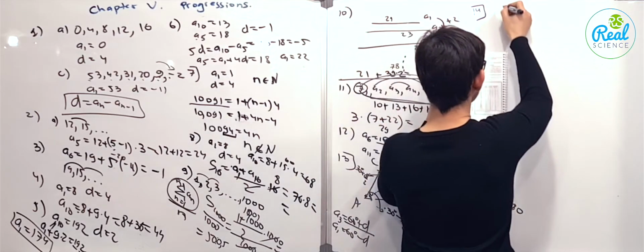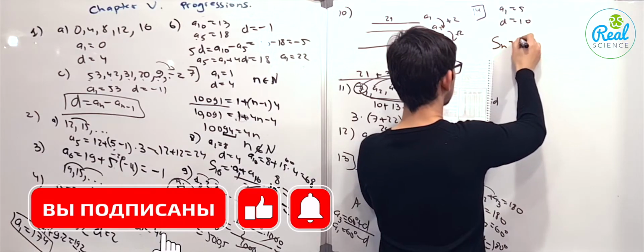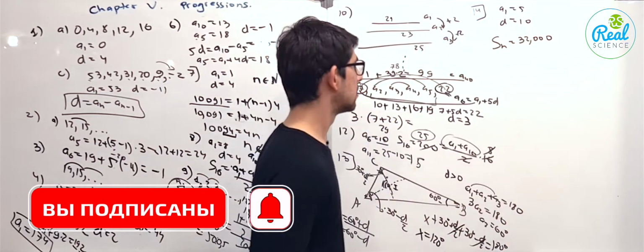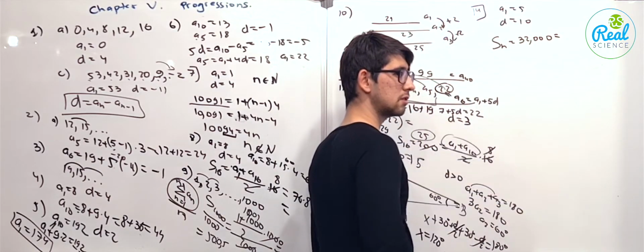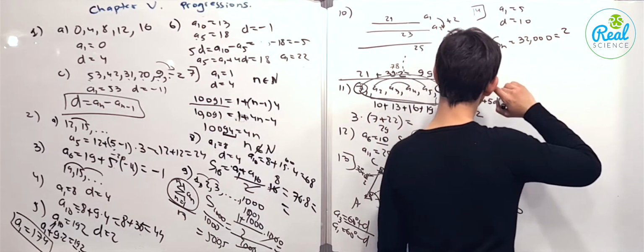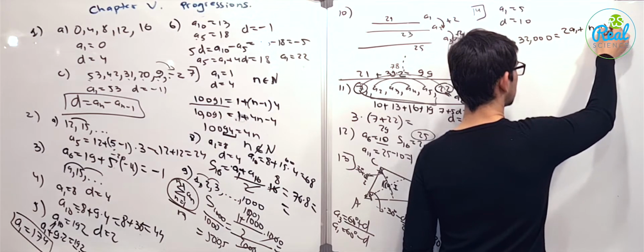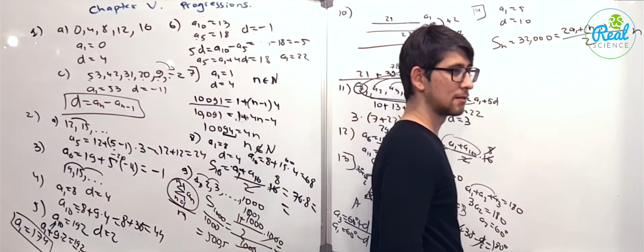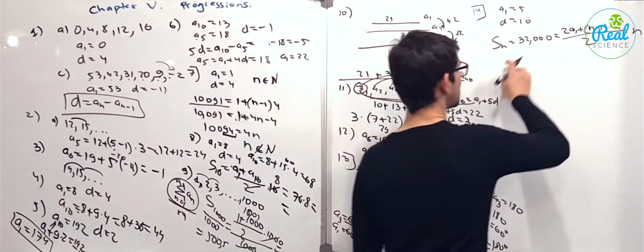In an arithmetic progression, your first term is 5 and your difference is 10. The sum of the first n terms equals 32,000. Find n. So you have to find n. Sn formula. Can you tell me the Sn formula? Yes, please do. Let's use twice A1, okay? The next formula. Yes? Tell me. Okay. It's equal to 32,000.